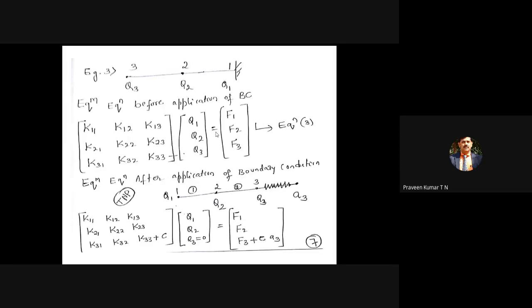Suppose in the same case, I think I have written some here, you are applying the boundary condition at node 3. Don't look at the first diagram; see the second diagram: node 1, node 2, node 3. You are applying the boundary condition at node 3. Once you apply the boundary condition at node 3, you have to change the stiffness value of the diagonal element 3.